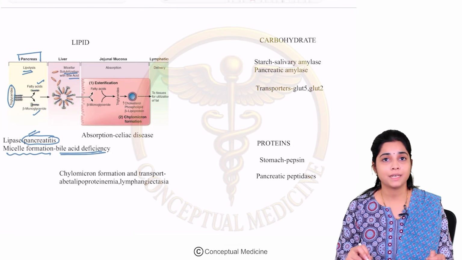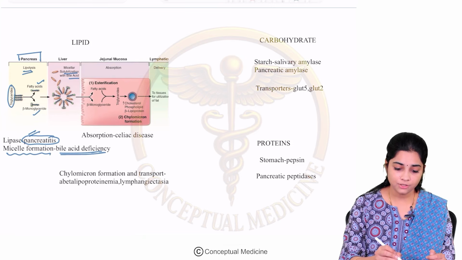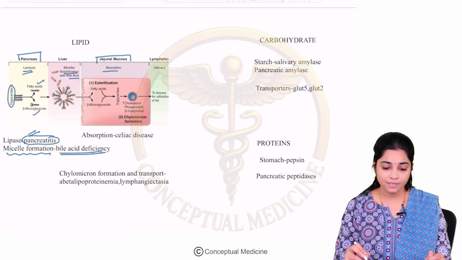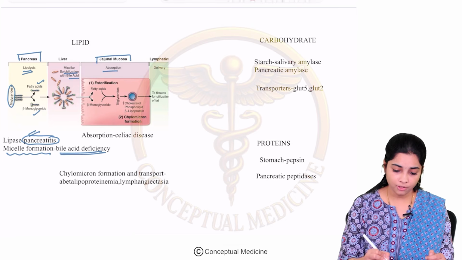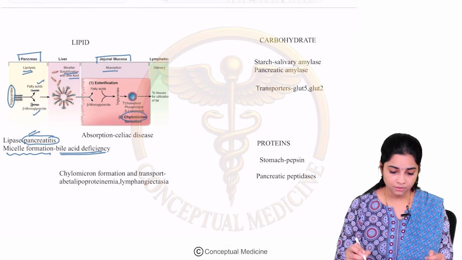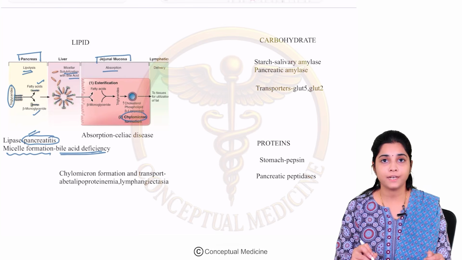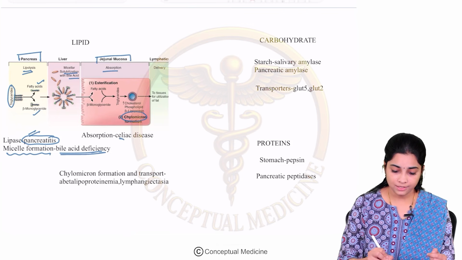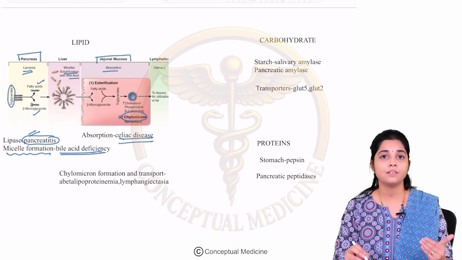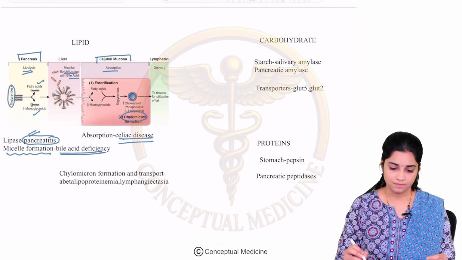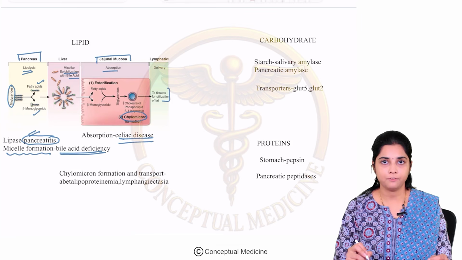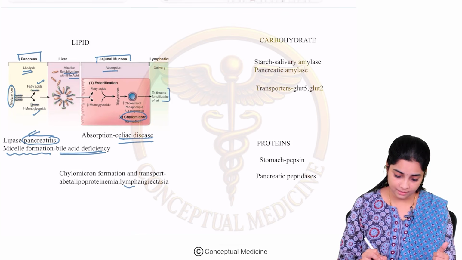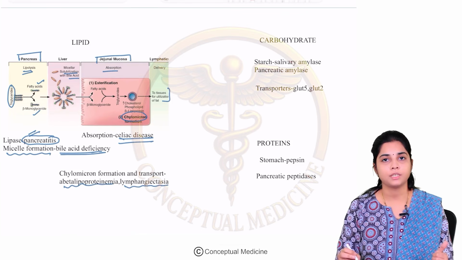Now once the micelles are formed, they enter the jejunal mucosa. Within the jejunal mucosa, they undergo absorption. Once they undergo absorption, they are esterified to form your chylomicron. An absorption defect is seen in conditions like celiac disease. Then these chylomicrons are taken up into the lymphatic system, so then they are used in the peripheries. This taking up by the lymphatic system is damaged in conditions like lymphangiectasia and abetalipoproteinemia.